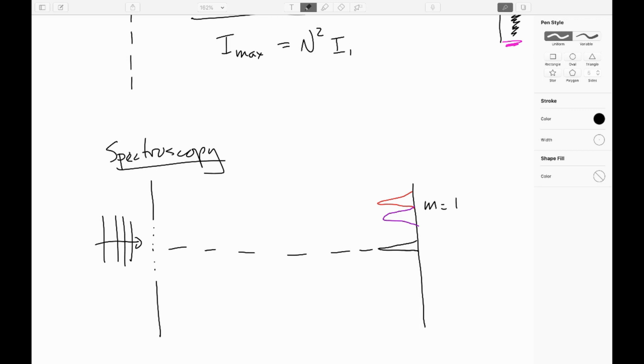Okay, next time we will take a look at thin film interference.